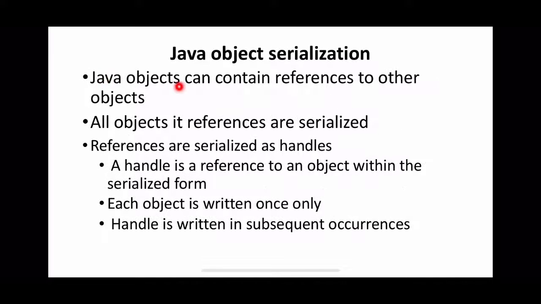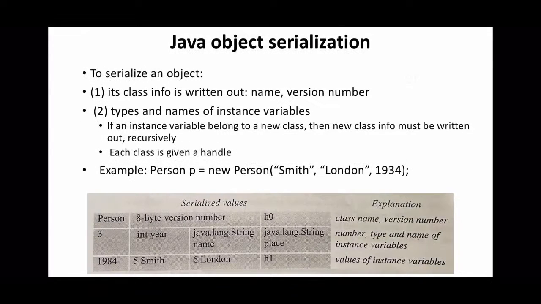Now the Java objects can contain references to other objects. So when an object is serialized, all the objects that it references will also be serialized, so that it can ensure that when the object is reconstructed, all of its references can be fulfilled at the destination. Actually, these references are serialized as handles. A handle is a reference to an object within the serialized form. So each object will be written only once, and the handle will be written in subsequent occurrences. Now we can see an example here.